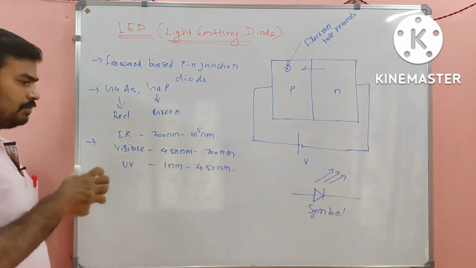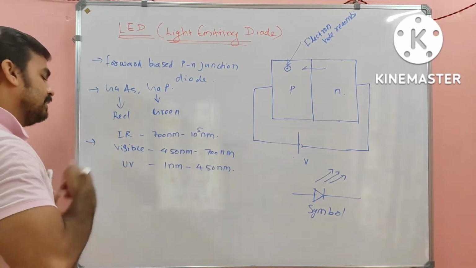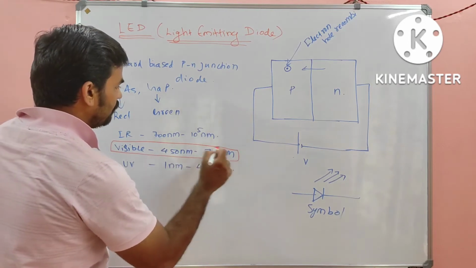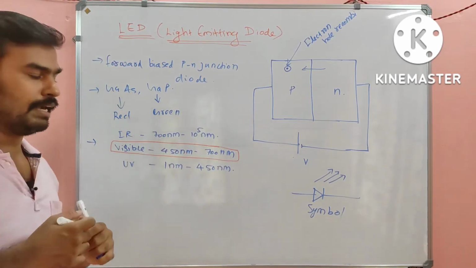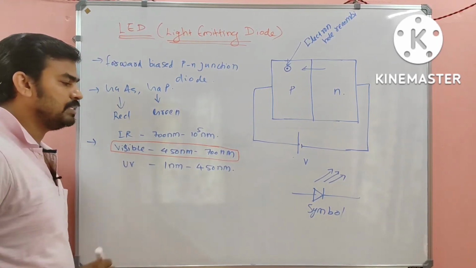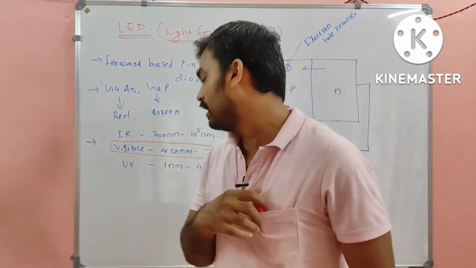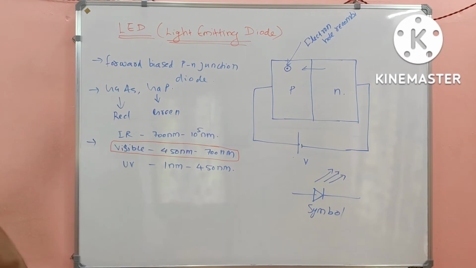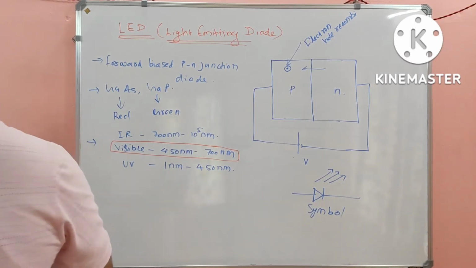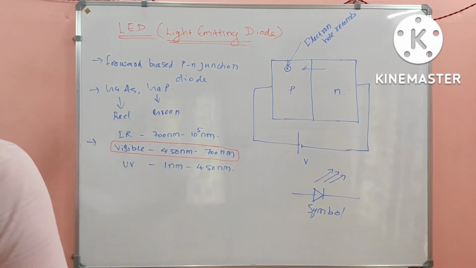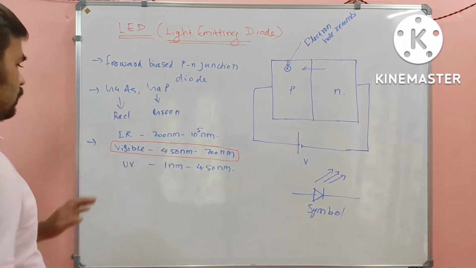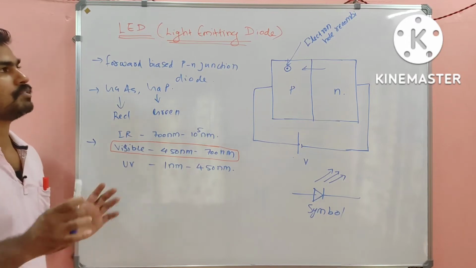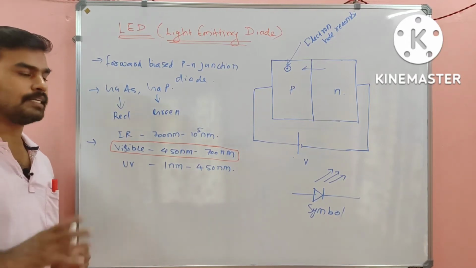This is very important because in many examinations I have seen questions on the visible region wavelength. So you have to note this point: the visible region is in the range of 450 to 700 nanometer, the range of wavelength. So that's all about the LED.